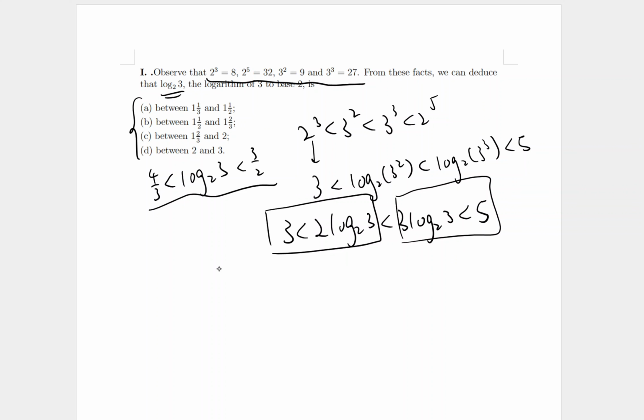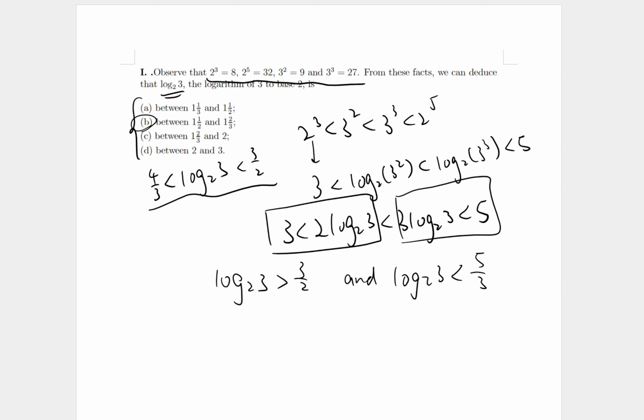So log 2 of 3 would be greater than 3 over 2, and log 2 of 3 is smaller than 5 on 3. And what does that correspond to? That corresponds to B. So that's the most narrow approximation we can make.